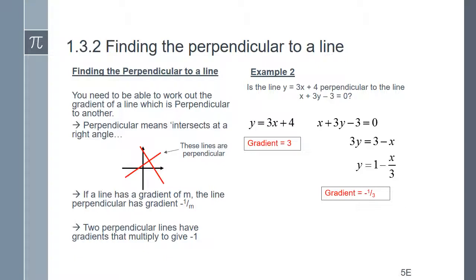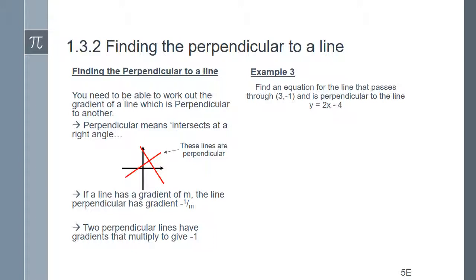If you are answering this question in an exam, you want to make it abundantly clear that you know the rule. So the lines are perpendicular since their gradients multiply to give minus 1, and write down 3 times minus a third equals minus 1. Make it obvious to the examiner that you know what you are doing.